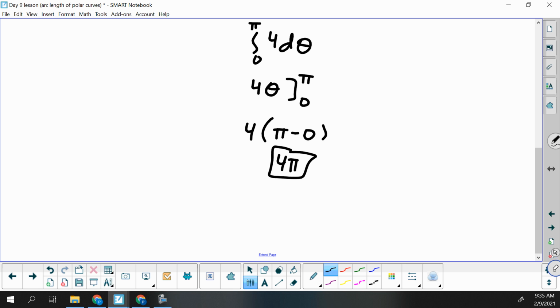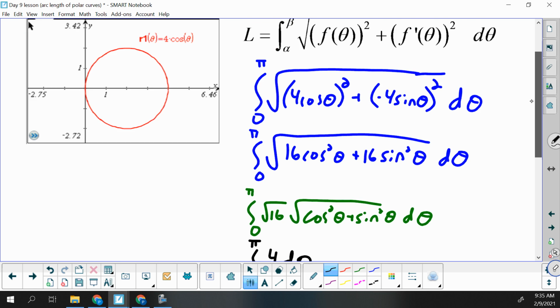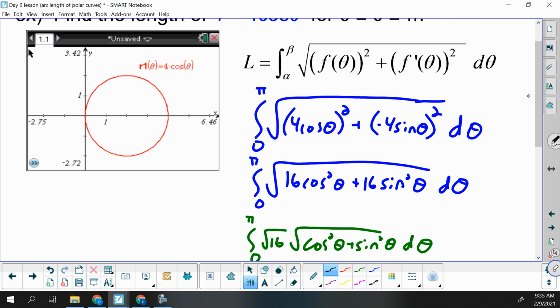And that's our arc length for our polar curve. Now, if you think about why that makes sense, this was a pretty simple case. In our picture there, that's a circle with a diameter of 4. And pi times diameter is your circumference, so the length of that arc, it makes sense, would be 4 pi.